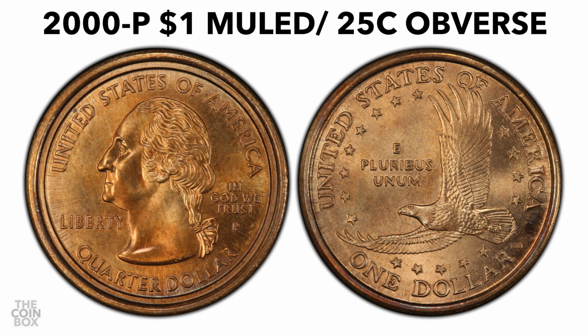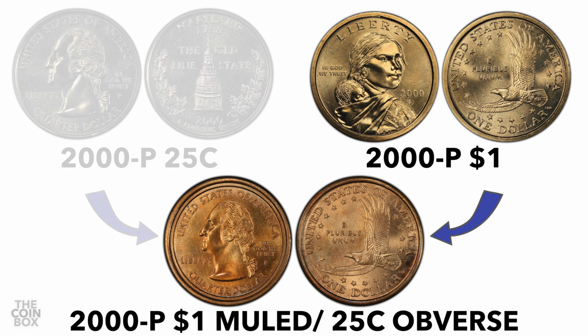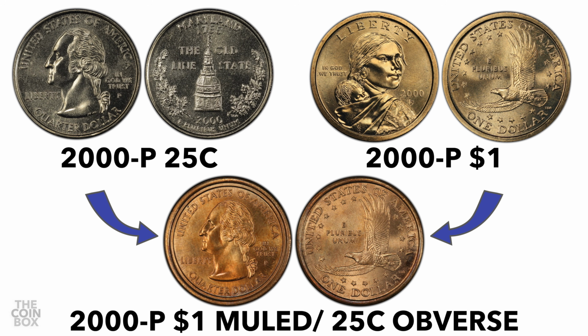The most famous of the US Mint mules is the 2000 Sacagawea dollar. In this case, the mule error occurred by pairing a Sacagawea dollar reverse die with a Washington State Quarter obverse die. The Philadelphia Mint was striking Sacagawea dollars, but when the obverse die cracked and needed to be replaced, it was accidentally replaced with a Washington statehood die.